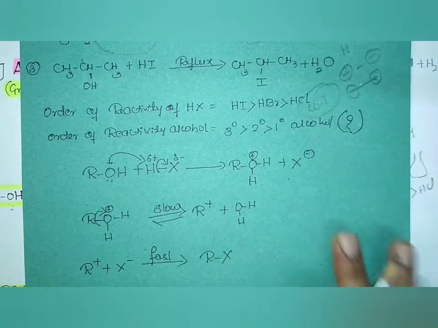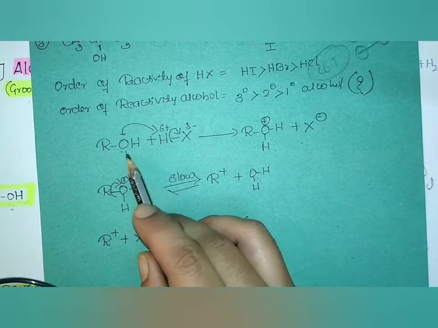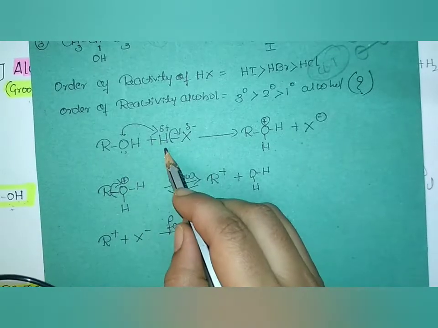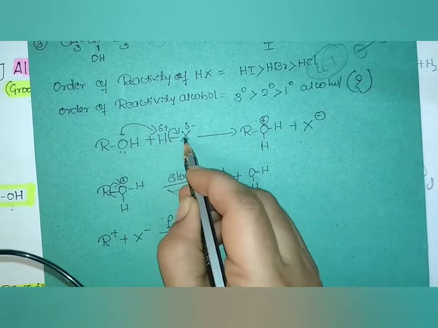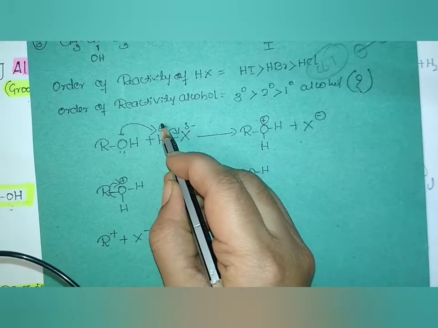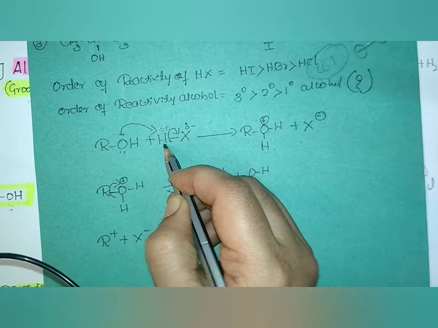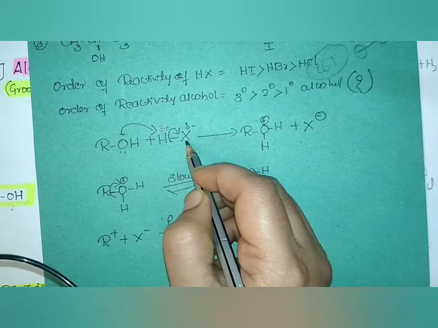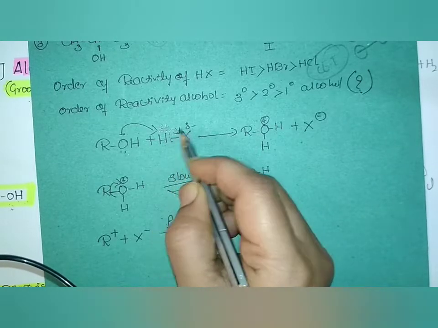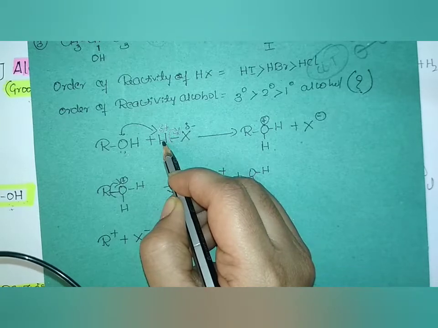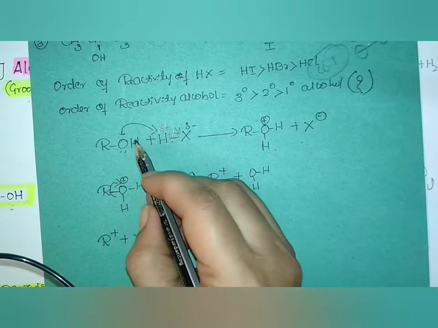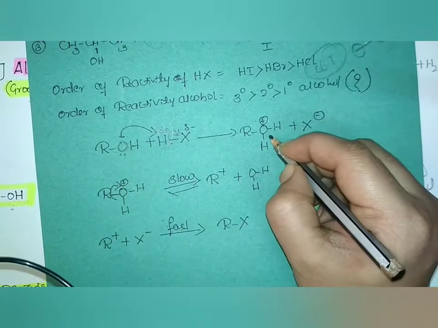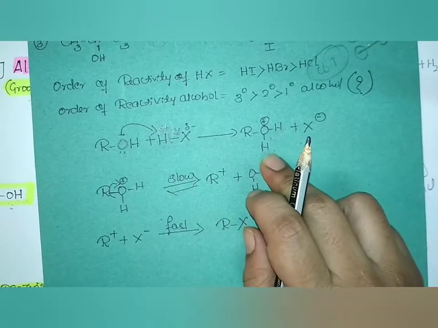Why? See how exactly the mechanism takes place here. ROH is a general alcohol representation. When it is treated with a hydrogen halide, the hydrogen halide, being polar in nature, gives a partial positive charge on H and a partial negative charge on the halide. X, being highly electronegative, will pull electrons towards itself, so a proton will be generated. The proton, lacking an electron, combines with the electrons available on the oxygen of the alcohol, forming an intermediate.